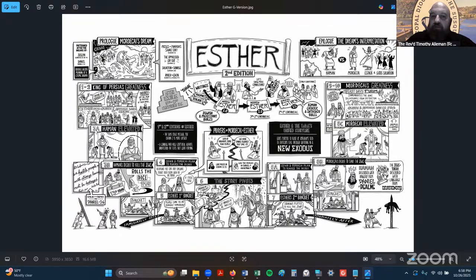Mordecai, the very one, by the way, for whom he has already at this point set and constructed a gallows, because he has it in his mind to hang Mordecai now. Well, that is until all of a sudden he has to honor him at the king's command, and then that falls apart. The second banquet happens in chapter 7.